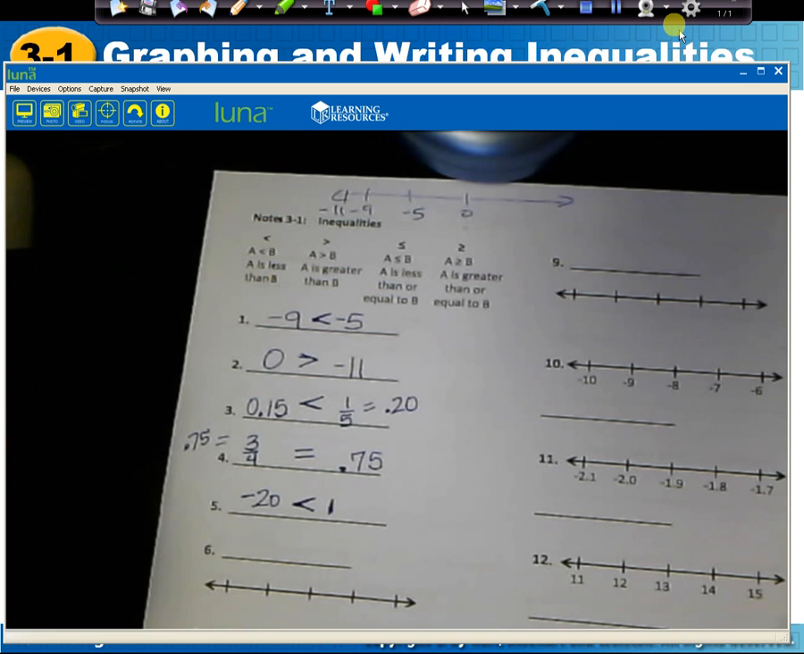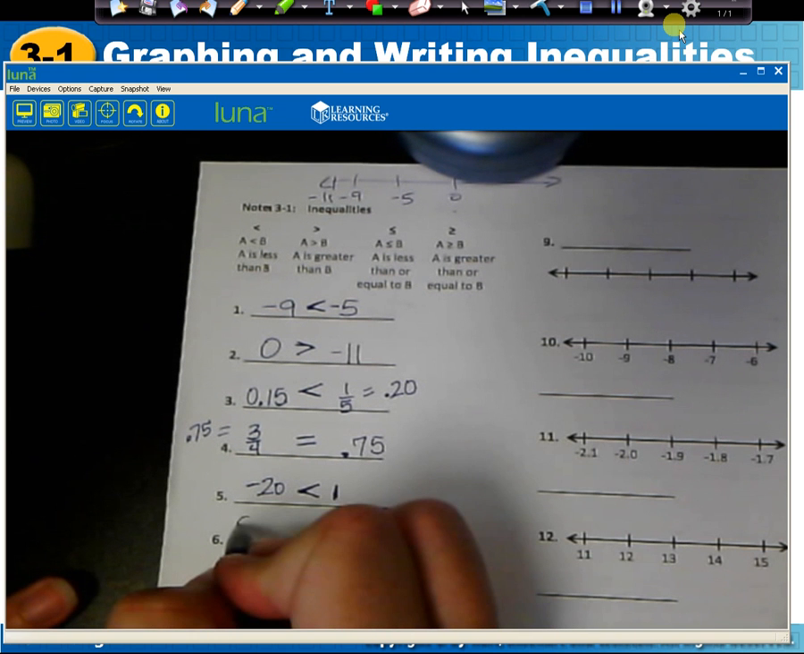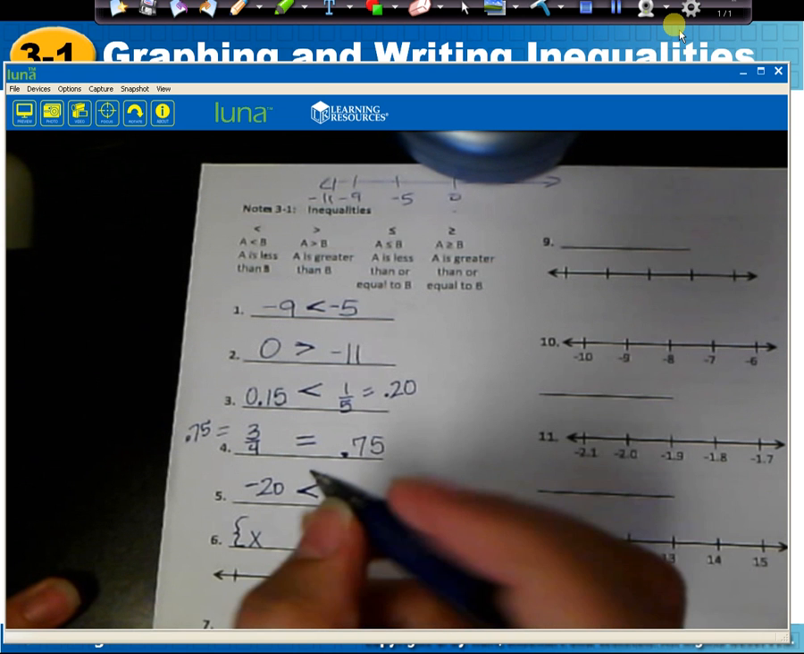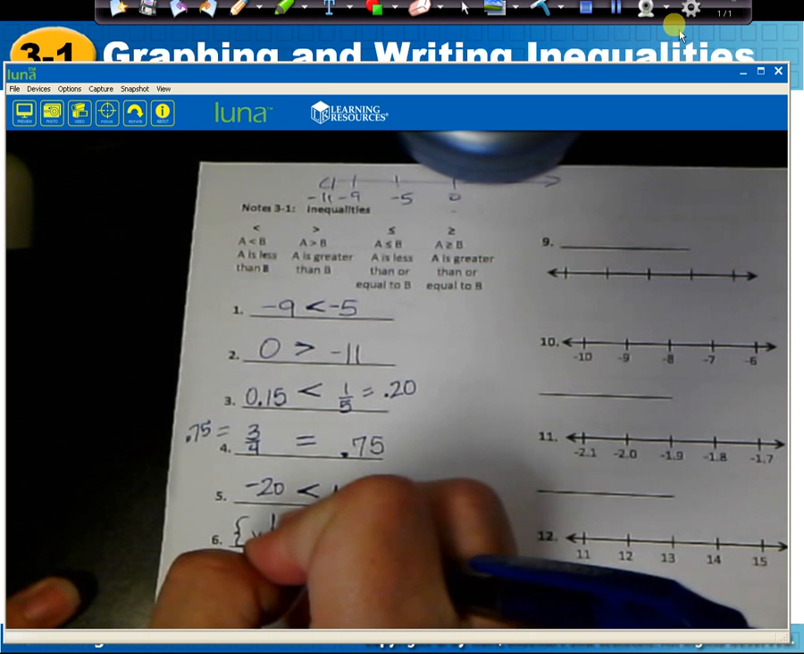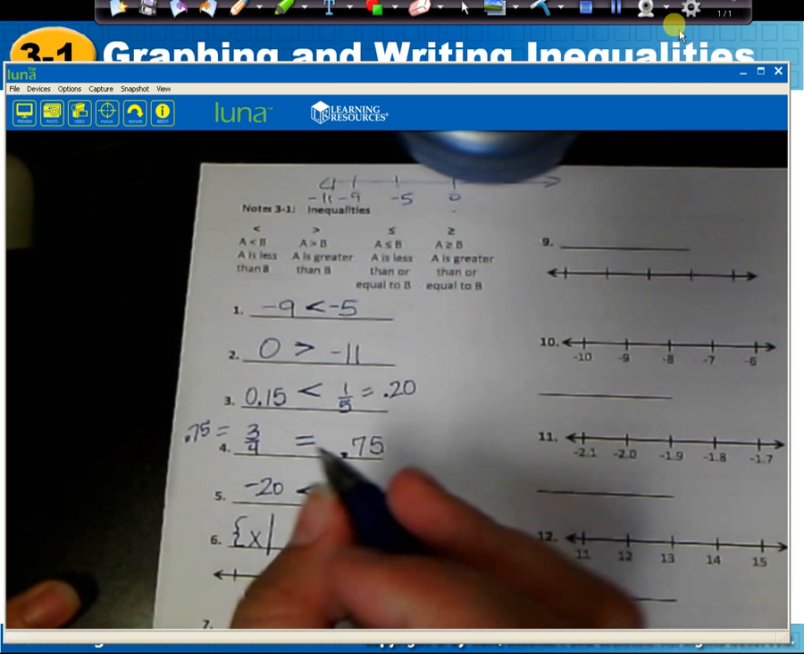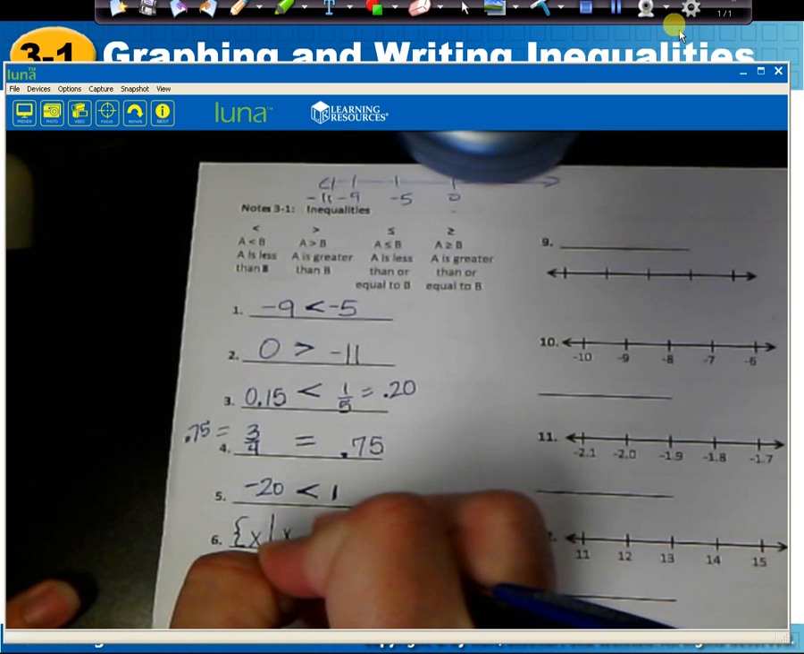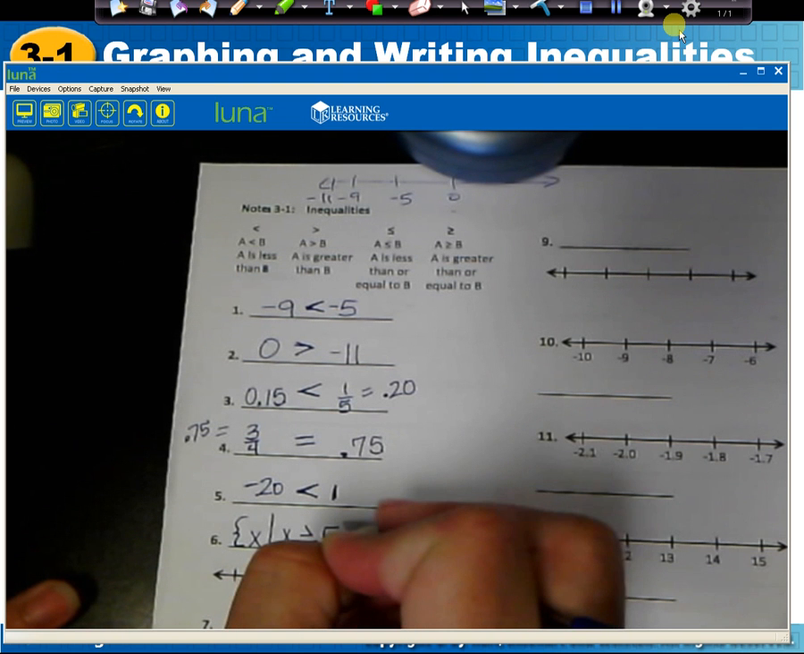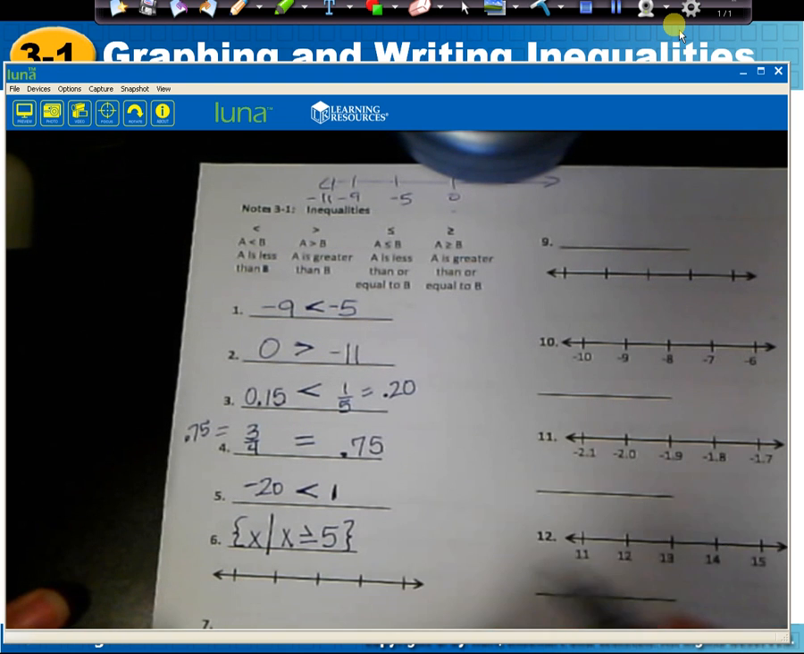Number 6, I want you to write this problem here in the blank. We're back to the squigglies. You have the open bracket, x, and then you're going to draw a big up and down line. We call that such that. So we're saying x such that x is greater than or equal to 5. And then you're going to close that with a brace. This is what we call set notation. And for all of our inequality problems, you're going to have to write this exact same set notation. So go ahead and get in the habit of doing it now.